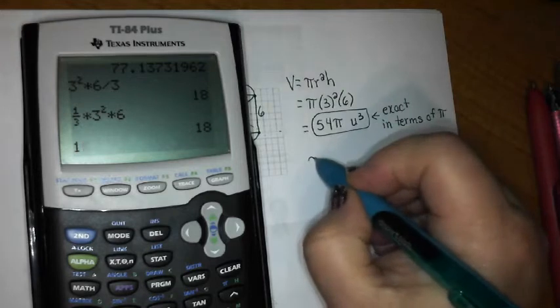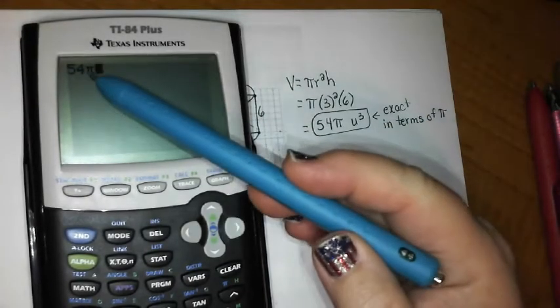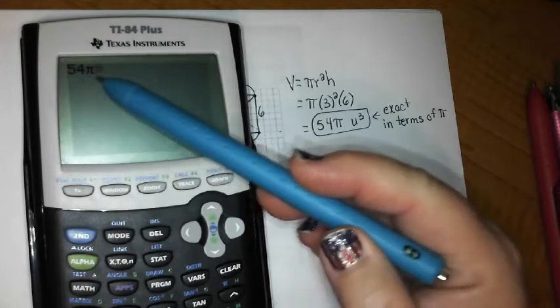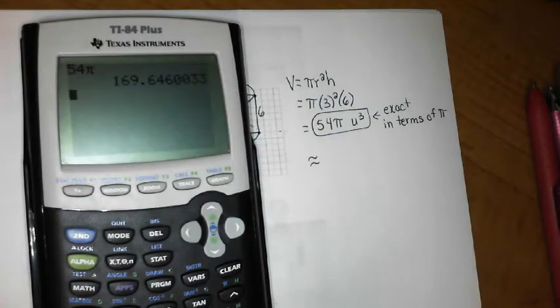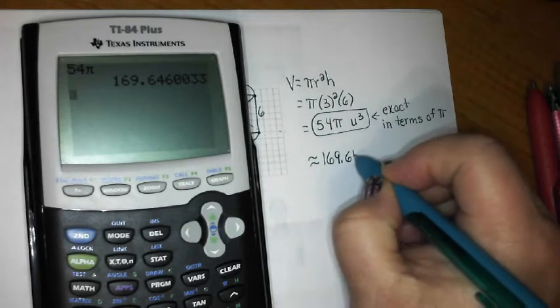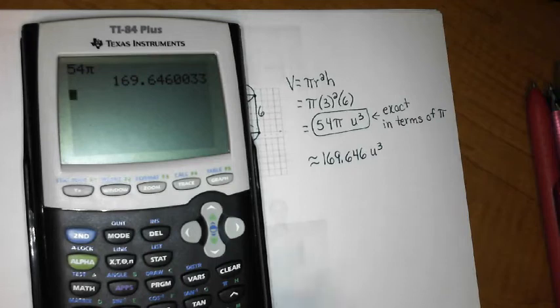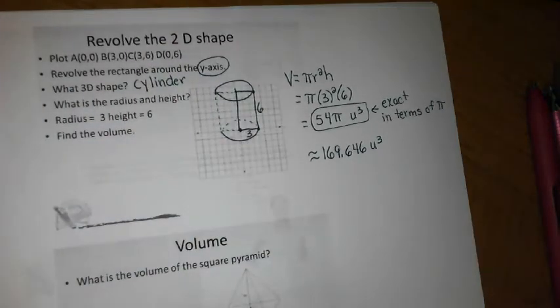If we're rounding it to the nearest thousandth, you grab your calculator and you type in 54 pi. On your calculator, you don't have to tell it times pi because it automatically knows that means 54 times pi. And that gives you 169.646, rounded to the nearest thousandth. So we can do it both ways depending on the directions.